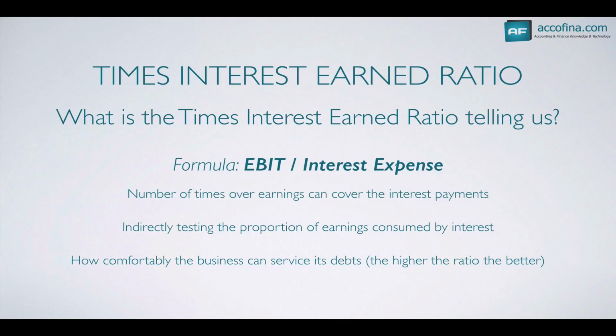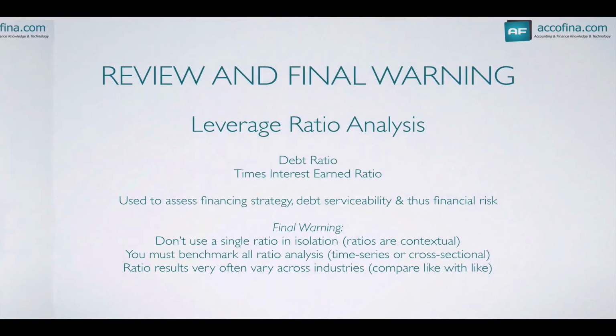And this allows us to indirectly test the proportion of earnings consumed by interest. But the most benefit drawn is being able to test how comfortably the business can service its debts. And ultimately, the higher the ratio, the better. So 42.9 is better than 10.4 because it can more comfortably, 42.9 times over, cover the interest payments.